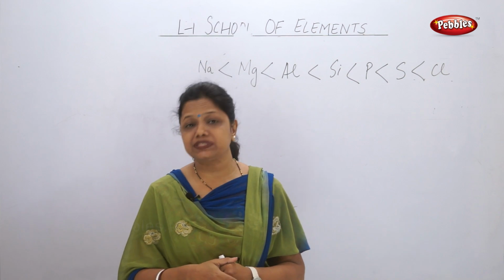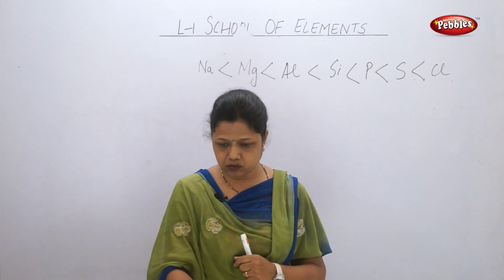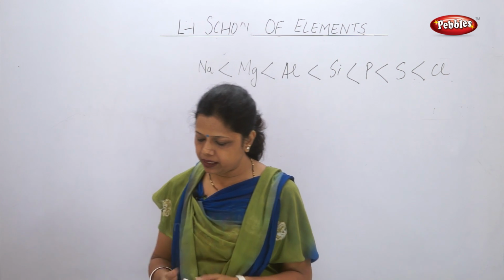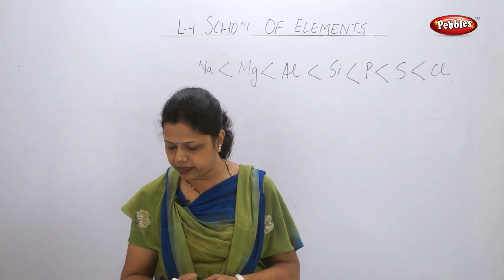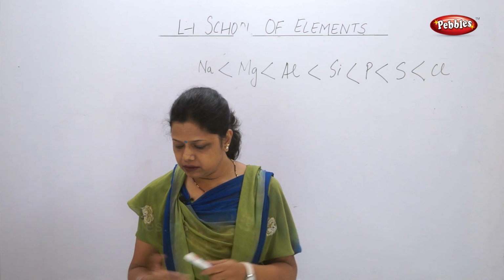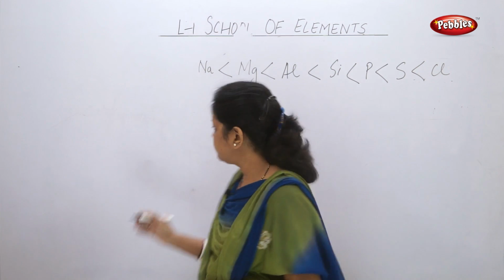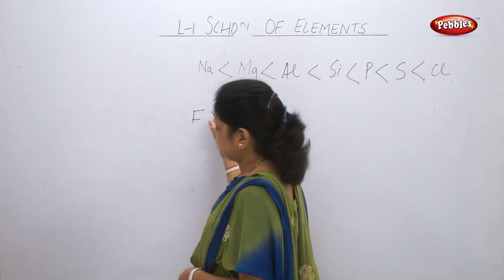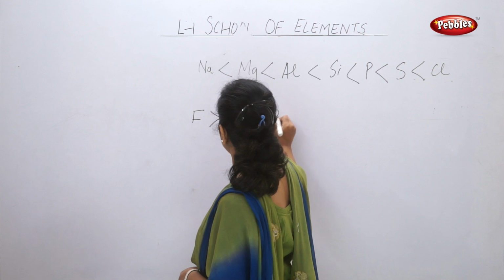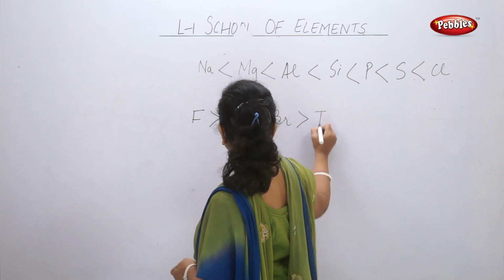Question number 2. Atomic radii of group 17 down the group are given. Now first again arrange them in the increasing order of the atomic radii. So increasing from small to big. Now the first small one is fluorine, F. Then greater than that is chlorine, then bromine, and then iodine.